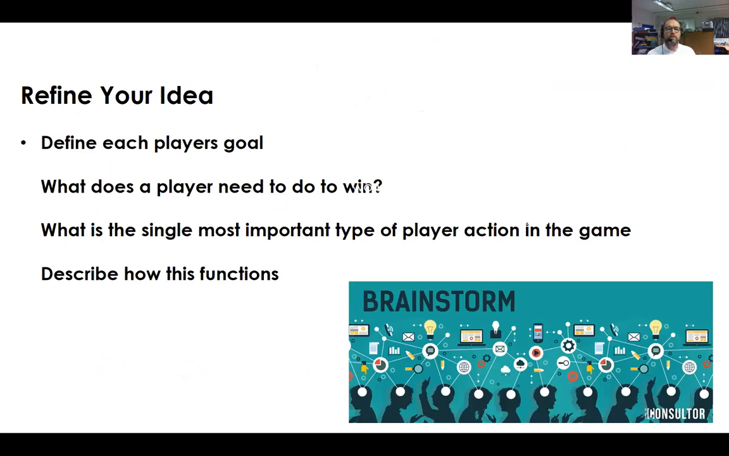Okay. So once you have a sense of those things, you need to figure out how you define each player's goals. So what is it that the player has to do in order to win the game, or to accomplish even their turn? So what do they need to do to win? And what is the most important single action that a player needs to conduct within the game? Okay, so what we mean by that is, in Snakes and Ladders, it's rolling a dice. In Monopoly, it's not rolling the dice.